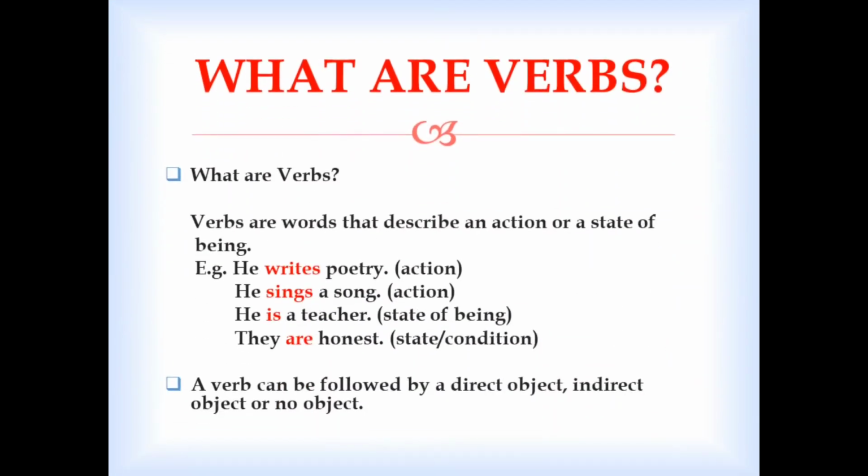What are verbs? Verbs are words that describe an action or a state of being. For example, he writes poetry. He sings a song. Here the verbs writes and sings indicate an action. He is a teacher. They are honest. Here the verbs is and are indicate a state or a condition. Please note, a verb can be followed by a direct object, indirect object, or no object.